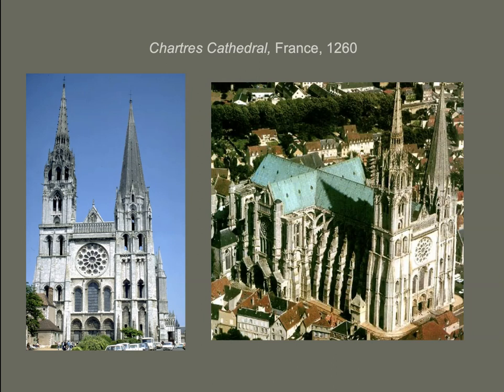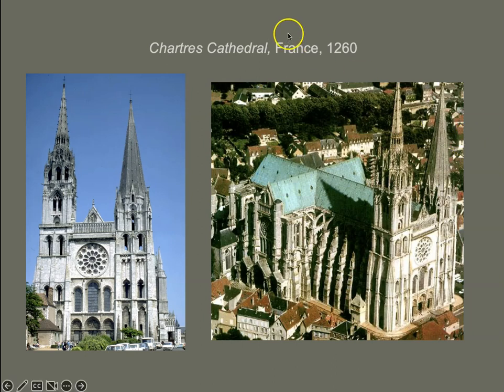This is Chartres Cathedral from 1260. This is a very interesting building because it's kind of half Romanesque and half Gothic. It was started during the Romanesque time period, but part of it burnt down and had to be rebuilt. And by the time it was rebuilt, the Gothic style had taken hold.